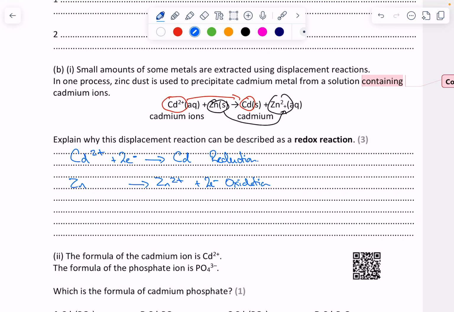So in order to get the marks into here, all we need to say here is that the cadmium ions are gaining electrons and being reduced. The zinc atoms, because that's no charge, the zinc atoms are losing electrons. So they are being oxidized.